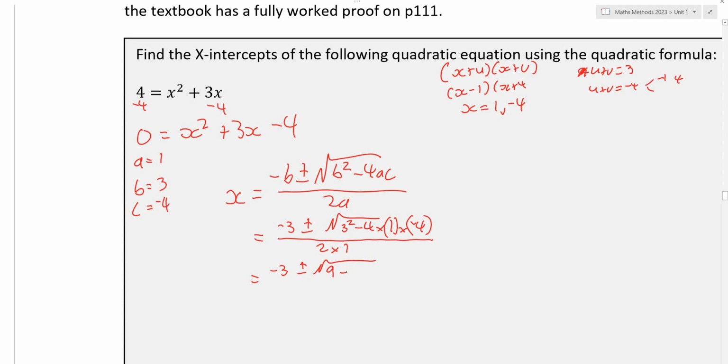Take 4 times 1. What's 4 times 1? Times negative 4. 16. Negative 16. But we're taking it away. What happens when you take away negative 16? Plus. So it becomes plus 16. Over 2 times 1 is 2. What's 9 plus 16? 25. What's the square root of 25?